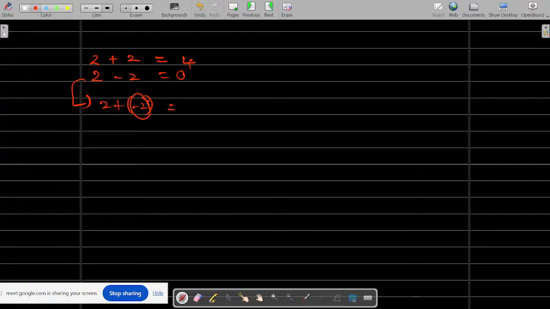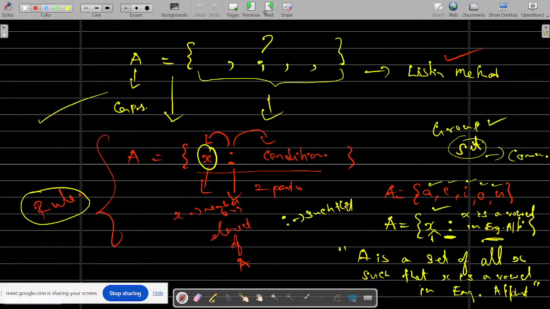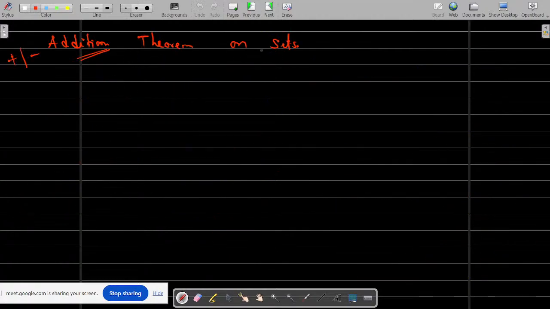Actually, this is a negative number. When you take a negative number for addition, it becomes subtraction. So addition and subtraction use the same symbol; symbol-wise they are different, but the logic is the same. Okay, so I'm talking here about the addition theorem on sets. So we'll be using plus and minus.